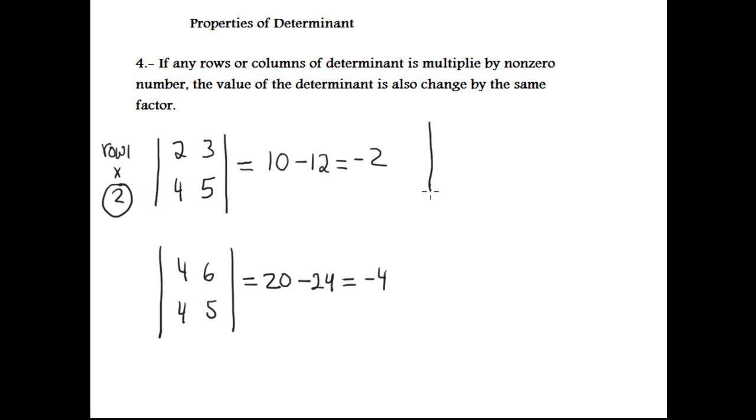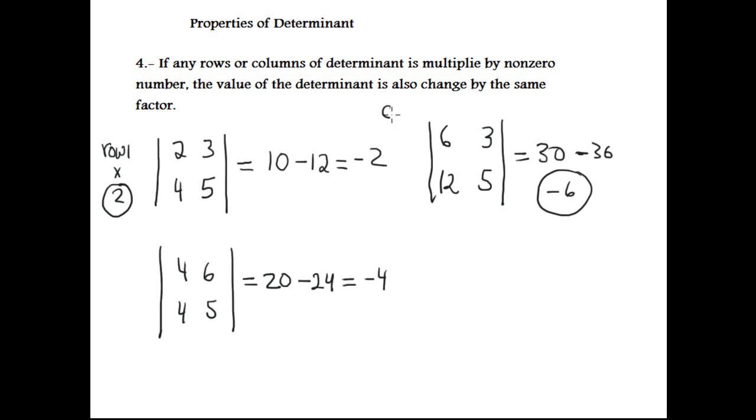Okay, let's see, but using a column now. Suppose that in the original determinant we multiply column 1 by 3. 2 times 3 is 6, and 4 times 3 is 12, and column 2 stays the same. Now you multiply: 6 times 5 is 30, minus 12 times 3 is 36. Subtraction is negative 6, and negative 6 is the original determinant multiplied by the factor 3 that you used on column 1: 3 times negative 2, the answer is negative 6. This is the idea for property number 4.